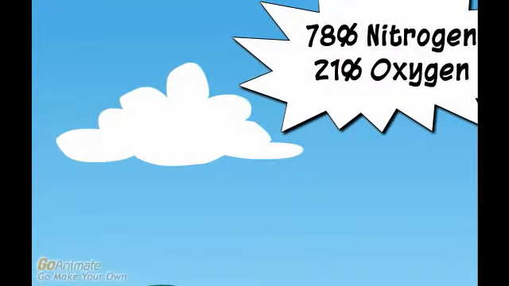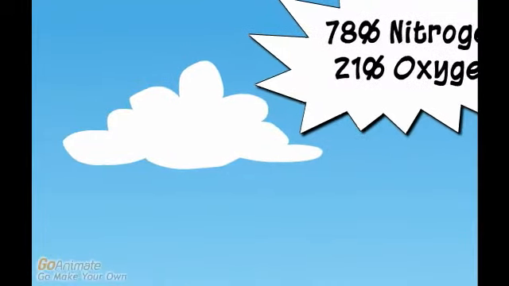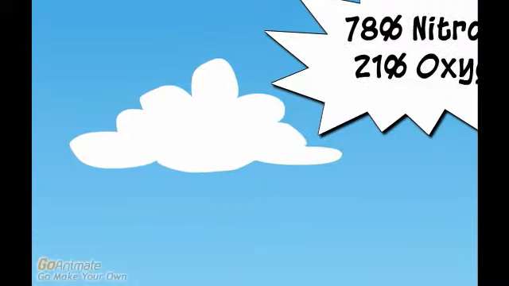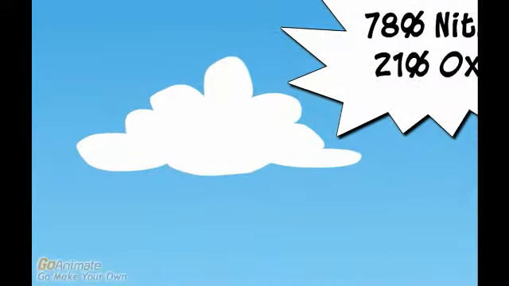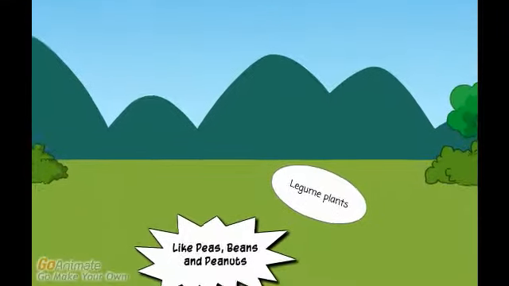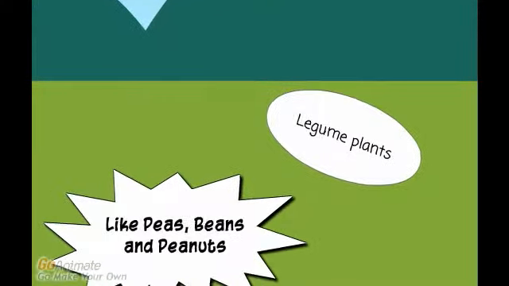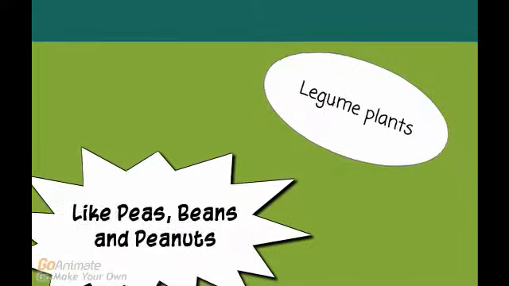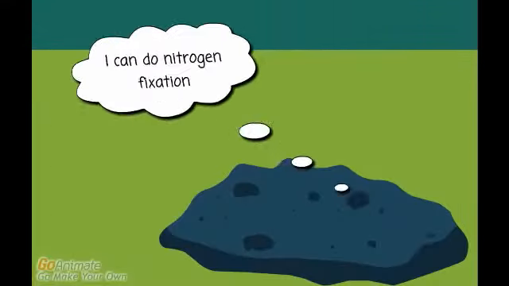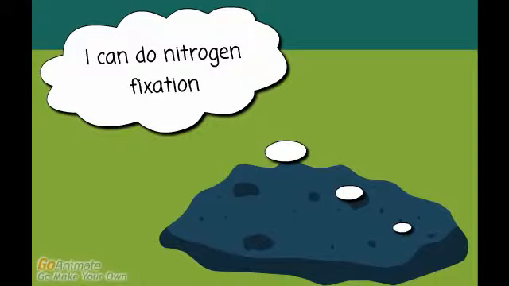78% of our atmosphere is nitrogen and 21% is oxygen. Nitrogen gas enters the soil through a couple of different ways. Legume plants such as peas, beans, peanuts, and soybeans have a symbiotic relationship with specialized bacteria living in nodules on their roots. These bacteria are nitrogen fixers and perform a process called nitrogen fixation. Nitrogen fixation converts atmospheric nitrogen into a form of nitrogen that plants can absorb from the soil.